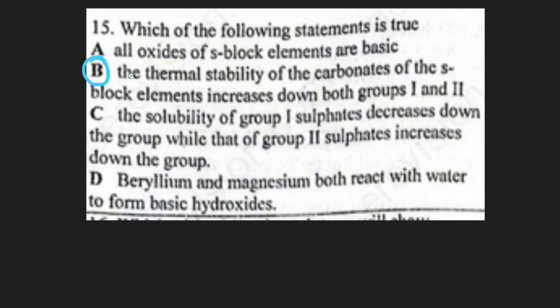The thermal stability increases down both groups due to increase in atomic size. Question 16. Which of the following mixtures will show negative deviation from Raoult's law? From Raoult's law, negative deviation means increase in temperature upon mixing the two solutions. When we mix ethanol and water, there's a decrease in temperature. We talk about positive deviation if there's a decrease in temperature.